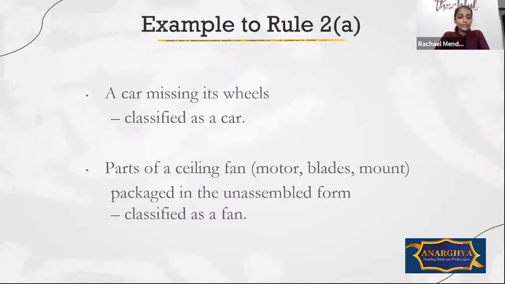Here are a few more examples. A car missing its wheels has the essential character of a car. Therefore, you will classify it as a car. Similarly, when you go to purchase a fan, they'll not give you the entire fan in its assembled form. They'll give you all of the parts like motors, blades, and mounts in a box, which you need to assemble and mount it. So although you buy only the parts in a box, it still has the essential character of a fan. And therefore, as per Rule 2A, you must classify this as a fan.